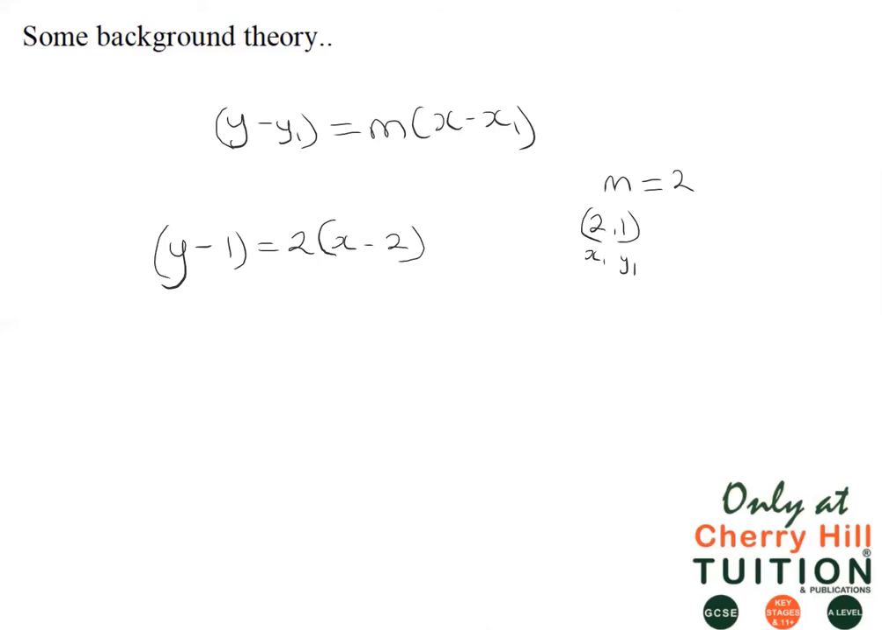And now we just expand and simplify. So y minus 1 is equal to 2x minus 4. And then we can add 1 to both sides, leaving us with y is equal to 2x minus 3. And that's our Cartesian equation. Again, this will probably make a lot more sense once I start going through some more examples. So let's move on.